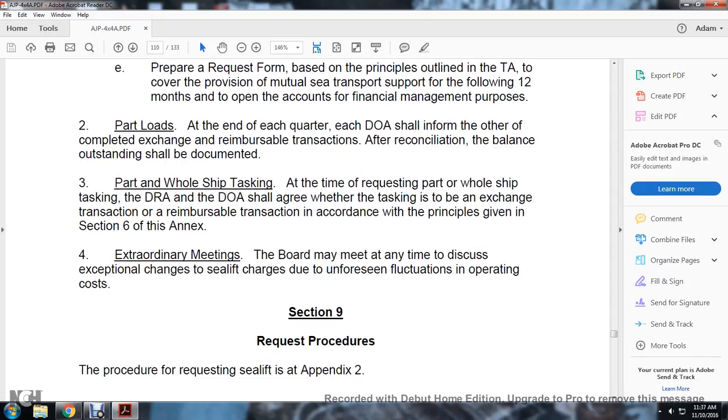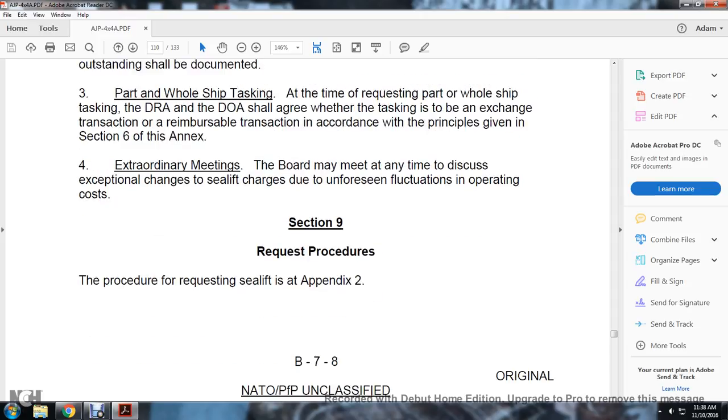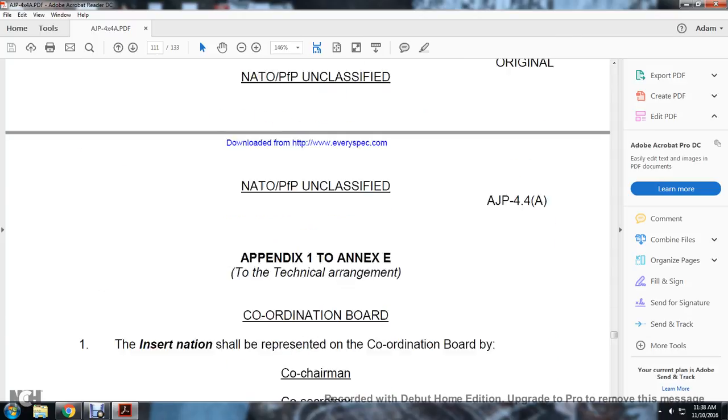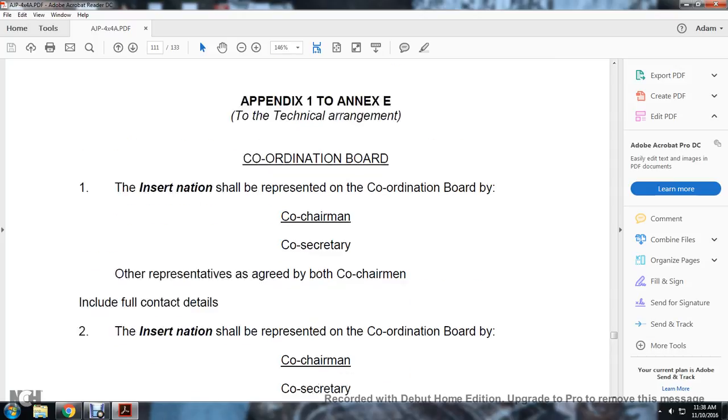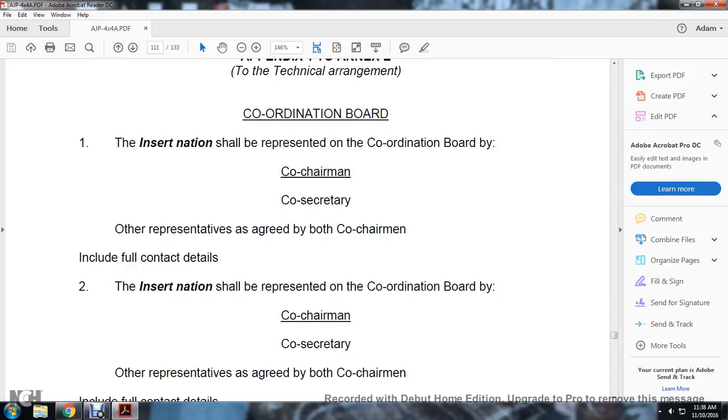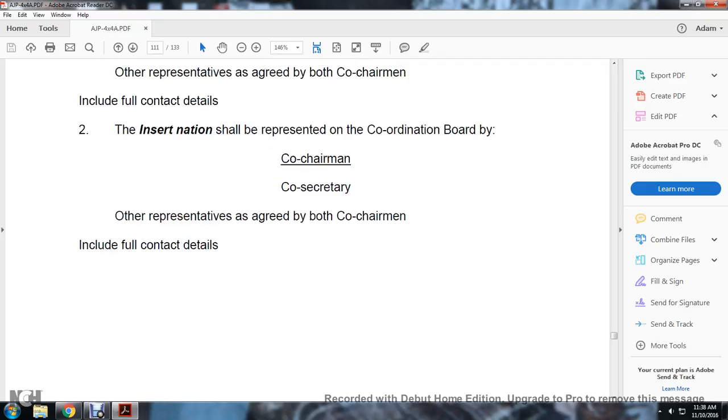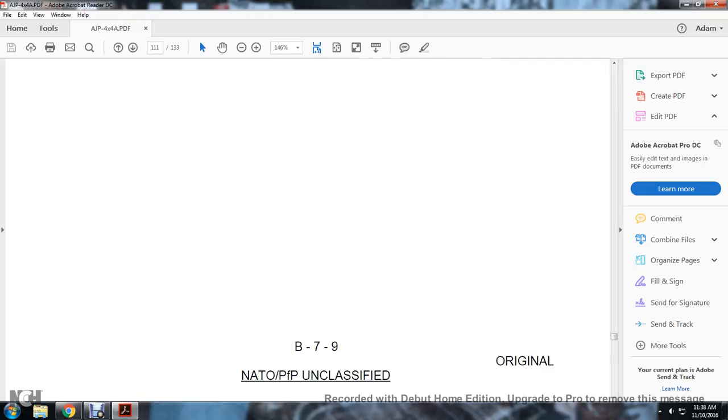Extraordinary meetings of the board may meet at any time to discuss exceptional changes of the sealift charges due to unforeseen fluctuation in operating costs. Section 9, requesting procedure. The procedure for requesting sealift is in Appendix 2. Appendix 1 to Annex D: the insert nation shall be represented in the coordinating body by a co-chairman and a co-secretary, the representatives agreed by the co-chairman, including full contact details.